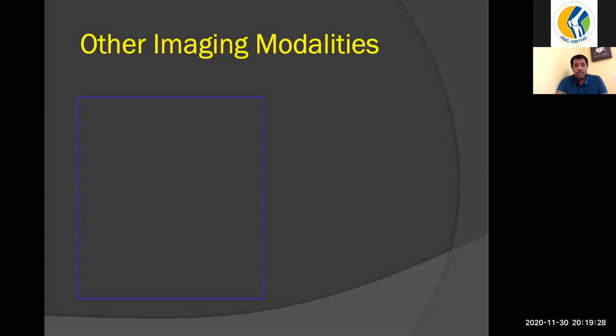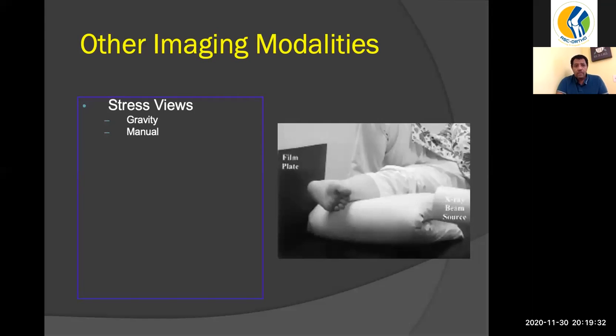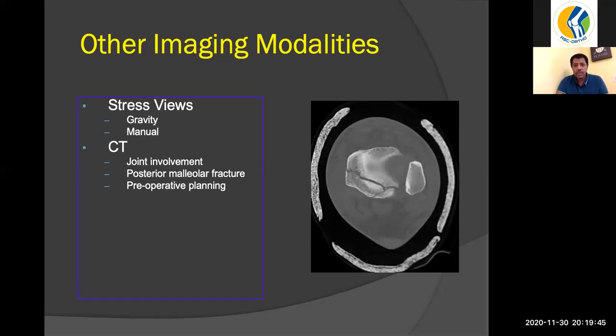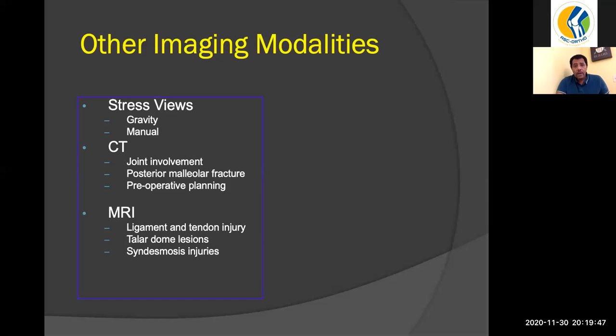What are the other imaging modalities? We have stress view, which you can do by gravity or manual. Also, we do CT. CT is important because we can assess the joint involvement if there is any posterior malleolar fracture, and it helps you to plan your surgery. And MRI is very important for sports medicine injuries. You need to assess whether there is any ligament injury or osteochondral defect.